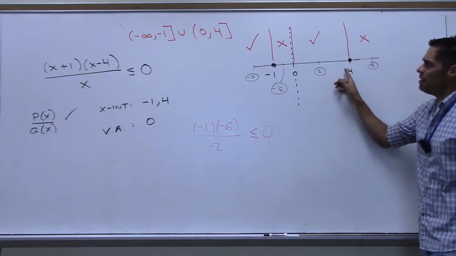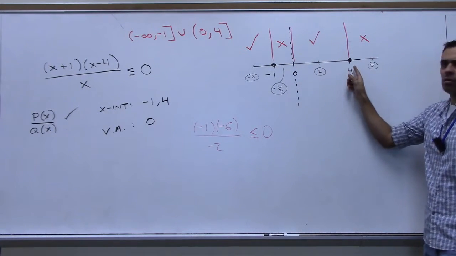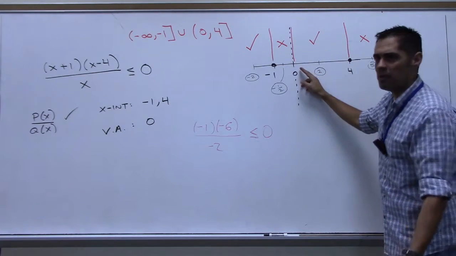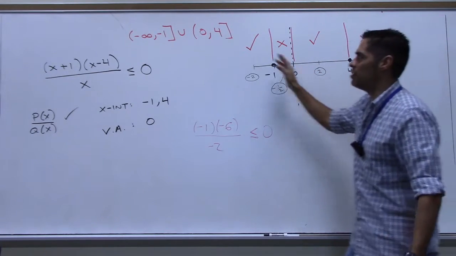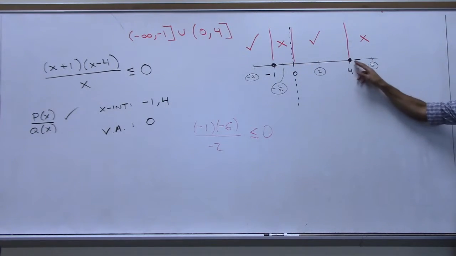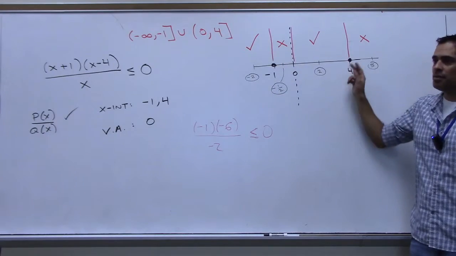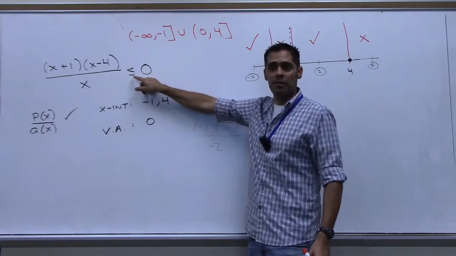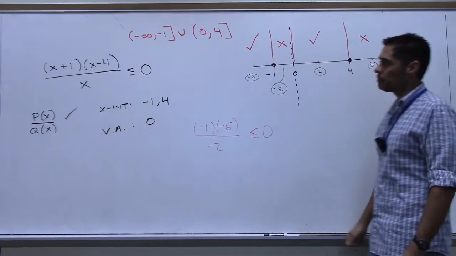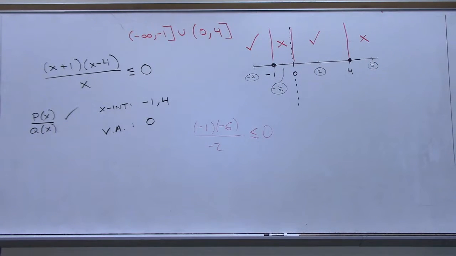So why did you put a parenthesis on the 0 but not the 4? Because it's a vertical asymptote. You can never plug 0 into the function, so you can't have 0 as part of your answers. But we do want brackets on these because we do want it to be 0. If it's possible to be 0, then we want to include that in our answer. Any questions on that? All right, let's look at C.